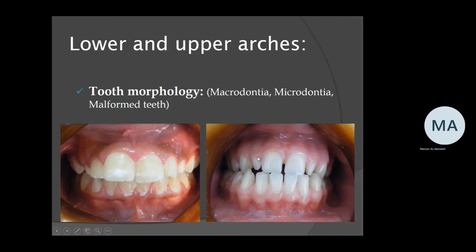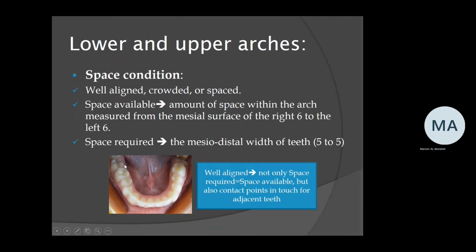Here, the teeth are small, especially the lateral incisors. We call them peg-shaped lateral incisors, but here you can see totally the opposite. We have a megatooth, or what we call macrodontia, affecting the incisors, the centrals, especially the upper left one.